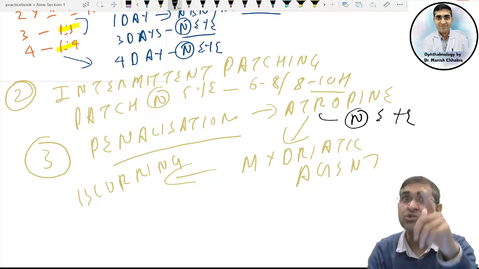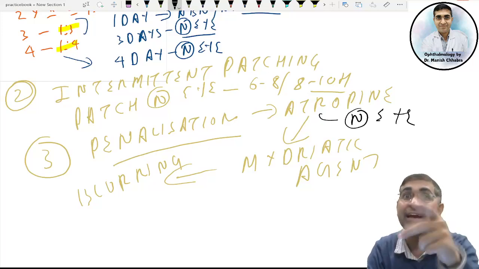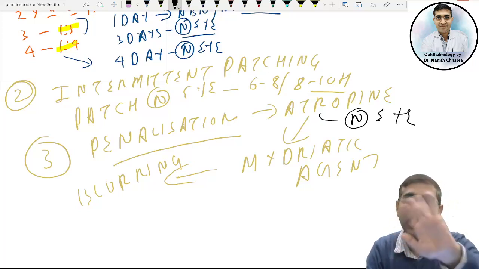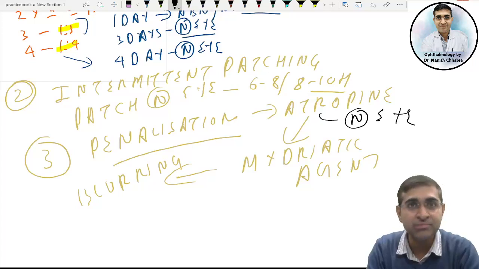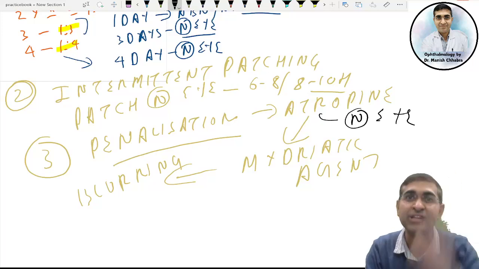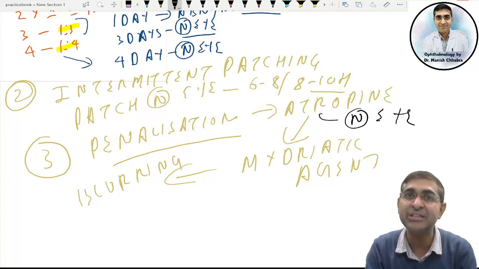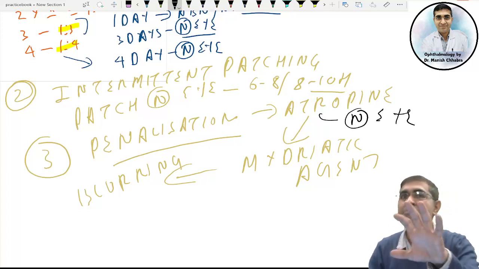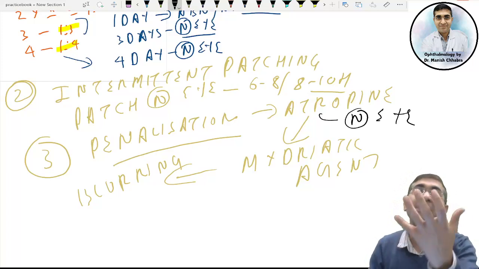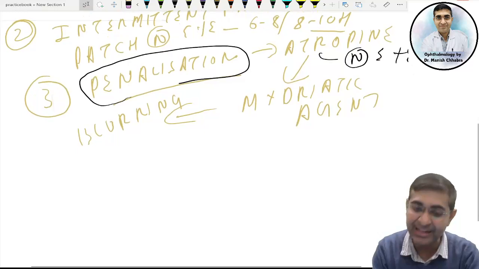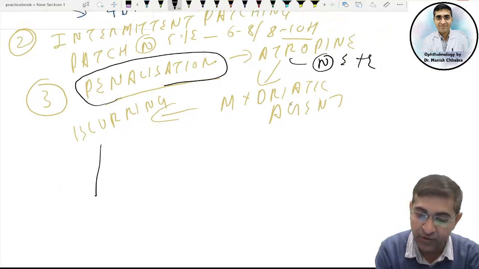If the child is not very compliant to the patching, the small children, you put up a patch, send the child to school, and when the child comes back, you will see that the patch has been removed, and the child would say, Mummy, mummy, everyone was teasing me, mummy, mummy, I did not like it, mummy, mummy, it was itching here. It is like this. So some children are not much compliant to patching, so in those cases you can go for penalization. Yes, so that is the treatment of amblyopia.